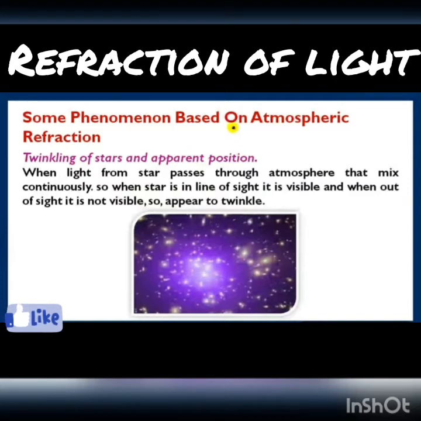When light from stars passes through the atmosphere, which mixes continuously, when the star is in line of sight, it is visible, and when out of sight, it is not visible. Since there are a lot of layers in the atmosphere, the light rays passing get refracted and then again refracted and then again refracted.